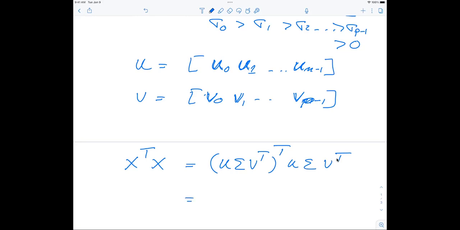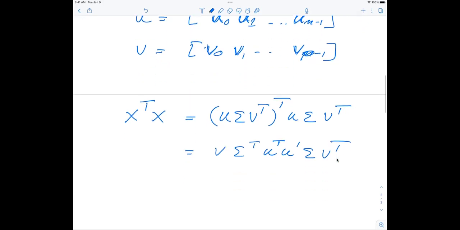So that means that what I'm going to get then is V times Sigma transpose, and then I have U transpose, U here, and this is multiplied with Sigma V transpose. Now, this is a unitary orthogonal matrix, so that just gives us the identity matrix. So this is given by V Sigma transpose times Sigma times V transpose.